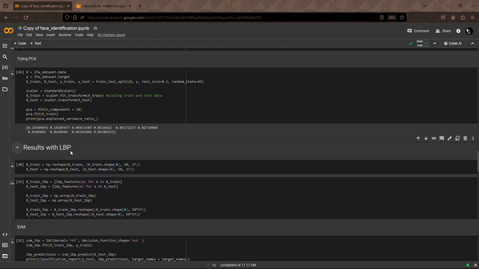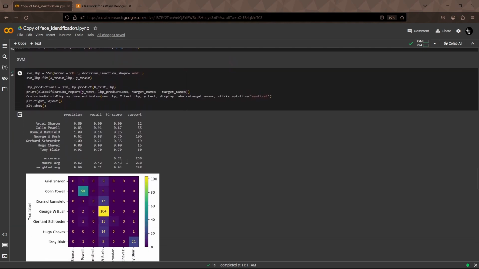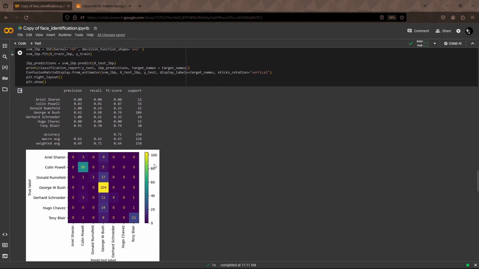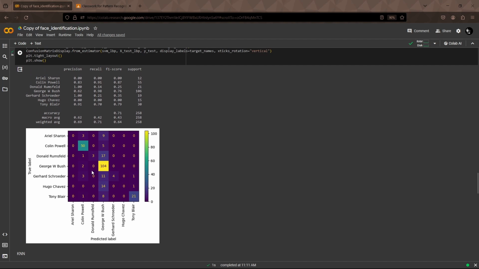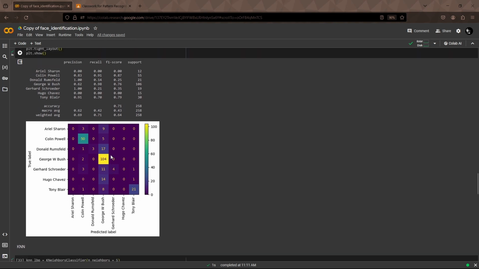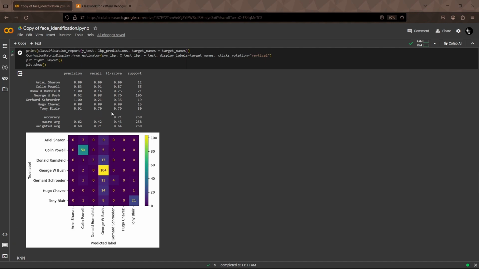And now these are the results with the LBP features. As you can see, we got an accuracy of 70%, which is pretty decent overall. And this is the confusion matrix. We can see the data for George Bush has very high accuracy, and this is because if you look at the dataset, you find the most number of images were of George Bush. So maybe this is due to the very large number of images of George Bush, and that is why George Bush has much higher accuracy than other presidents. Yeah, so 70% accuracy, and these are the other metrics.